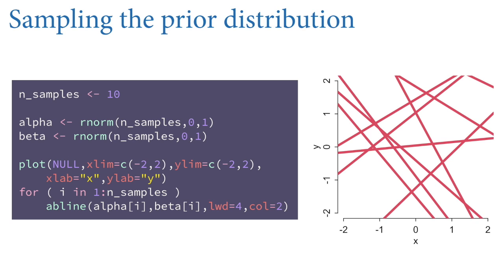And the R code to do this, there's this function abline in R, which you give an intercept and a slope, and it draws a line. In different scripting languages, there'll be equally convenient ways to do this. And then the result is shown on the right. That was what you were seeing in the animation: these lines are all over the place. They just cover the whole space.